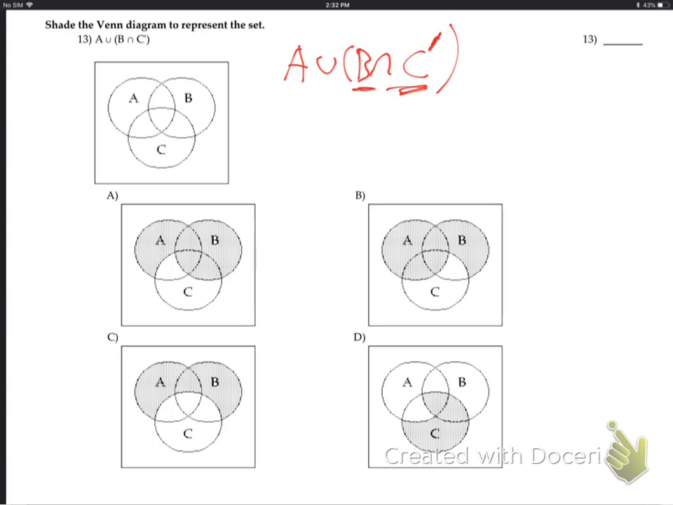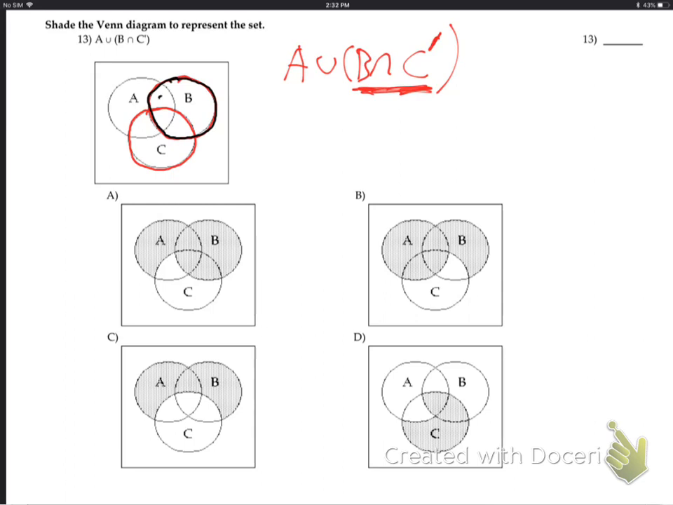Let's start with the parentheses. We're starting there with the parentheses. Where does B overlap with not C territory? Well, hold on. We're going to go slow here. Here's circle C. Here's circle B. Just look at those two for a minute. Don't worry about anything else. Just look at circle B, circle C. Okay, in fact, let me change the color there. So we got B and C. So we want to know where does B, right?